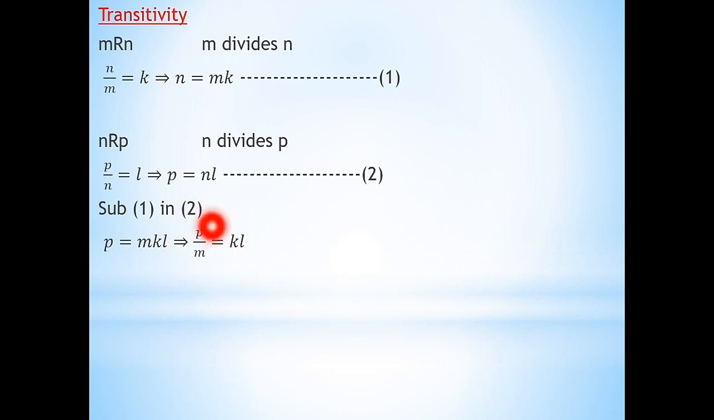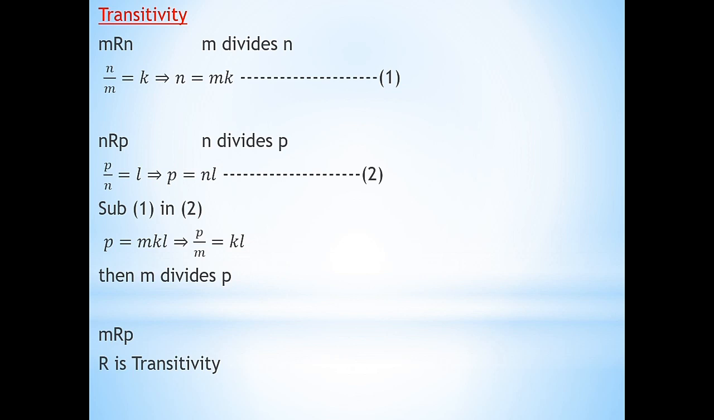What is p by m? That is the third condition we are supposed to check. So what is the third condition? m divides p. So m divides p means m R p. Okay, so p by m is also a positive integer, isn't it? k is a positive integer, l is a positive integer, product of two positive integers must be a positive integer. So the third condition is also satisfied, so it is transitive.